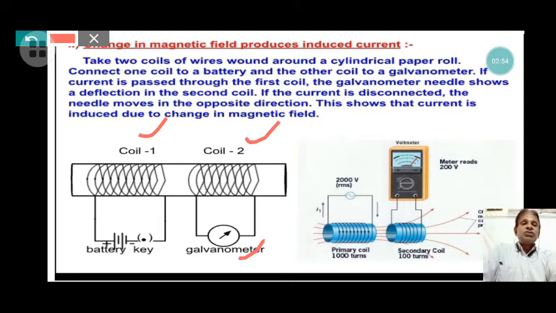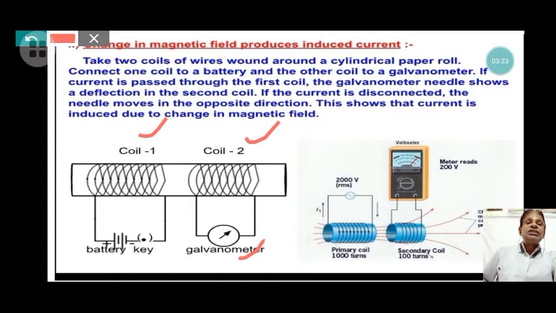In both cases, when the switch is on and when the switch is off, electric current is produced in the second coil. This phenomenon means electric current is produced due to the changing of electric current. It is also known as the induced current that is produced in the secondary coil. If the current is disconnected, the needle moves in the opposite direction. This shows that the current is induced due to the change of the magnetic field.